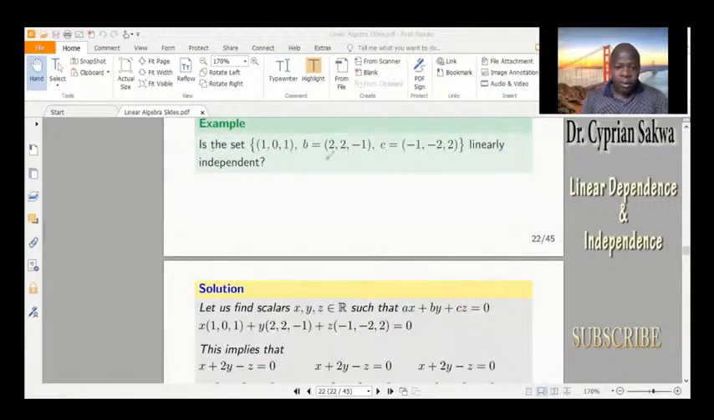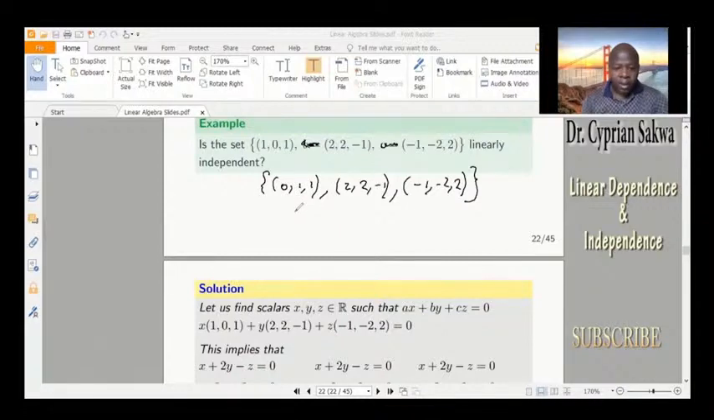So the question is this: the set comprising (0, 1, 1), (2, 2, negative 1), (negative 1, negative 2, 2). Is this set linearly independent or linearly dependent?